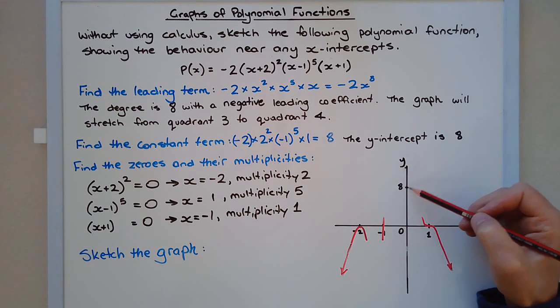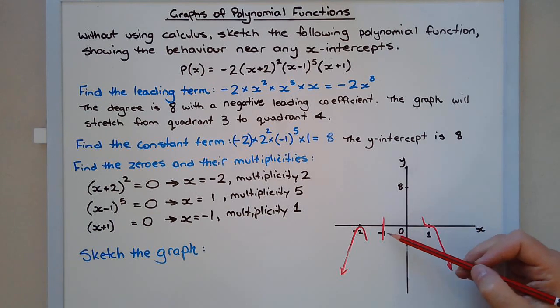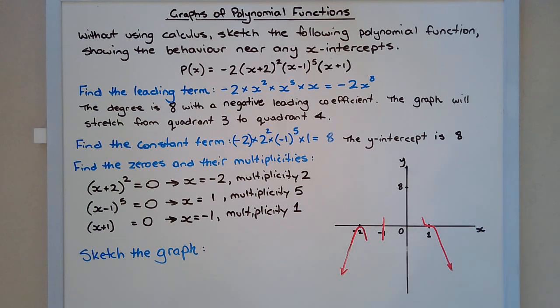We have the y-intercept of 8 there, and obviously we have a zero here at -1, and its multiplicity is 1, so it'll behave like a linear function. I'm going to complete the curve now. So here's the curve now completed.